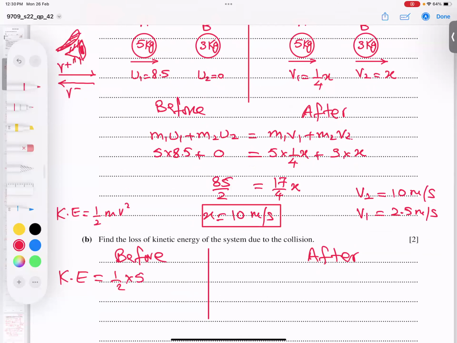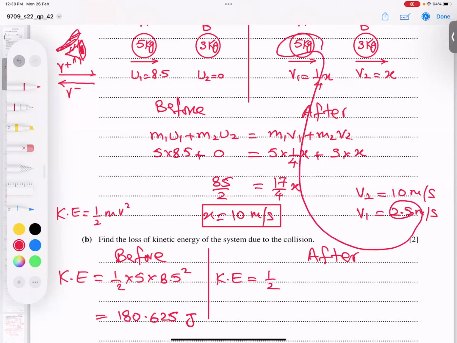But for this one I can find half mv squared. Mass is 5, v squared is 8.5 squared. Half times 5 into 8.5 squared, my answer is 180.625 joules. So I think this is clear. We got the kinetic energy in joules. Now, what about the system after collision? We can find the kinetic energy after collision. I will find half mv squared for each.